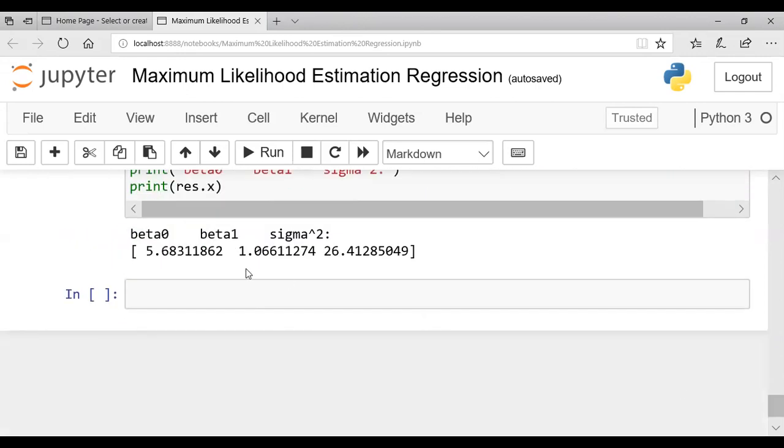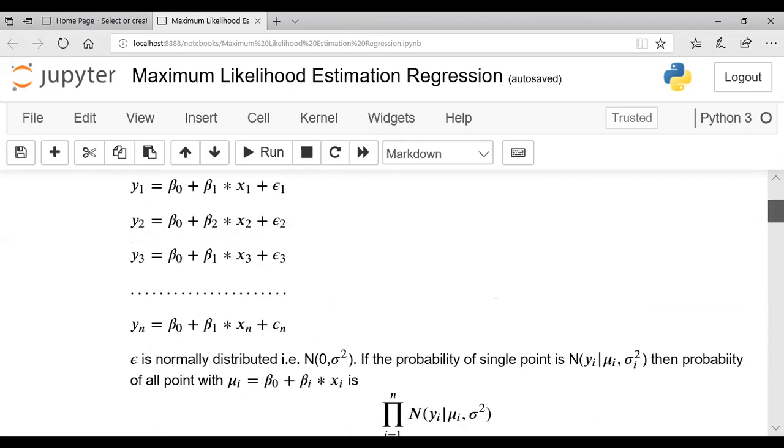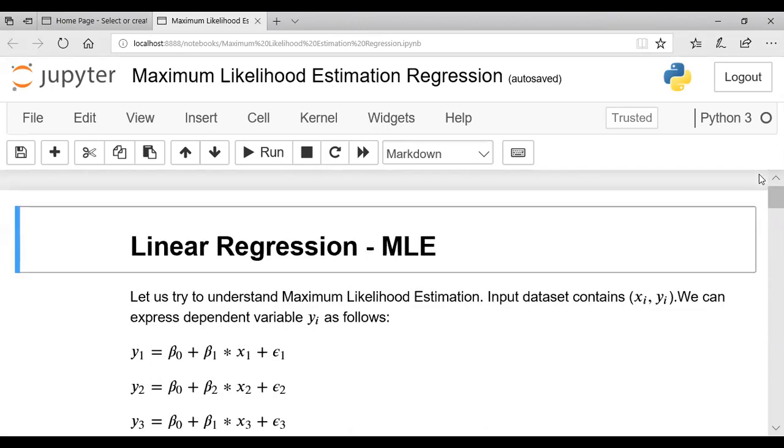So you will get beta 0, beta 1, sigma square, and it will print the beta 0 value, beta 1 value, and sigma square. This is all about how to use maximum likelihood in the case of linear regression. So always remember, if it follows a Gaussian distribution, and if you use maximum likelihood, you will get exactly the same result as ordinary least squares.